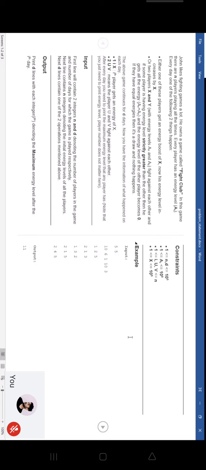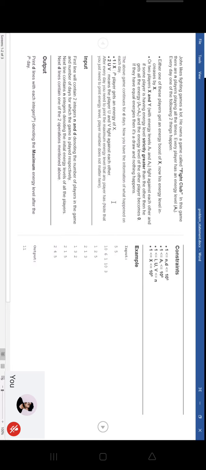Now, when we need to take the input, how will you make the program understand which instruction we are talking about? Either we are talking about the energy boosting operation or we are talking about the fighting operation. In order to do that, we have the next segment of our problem statement.